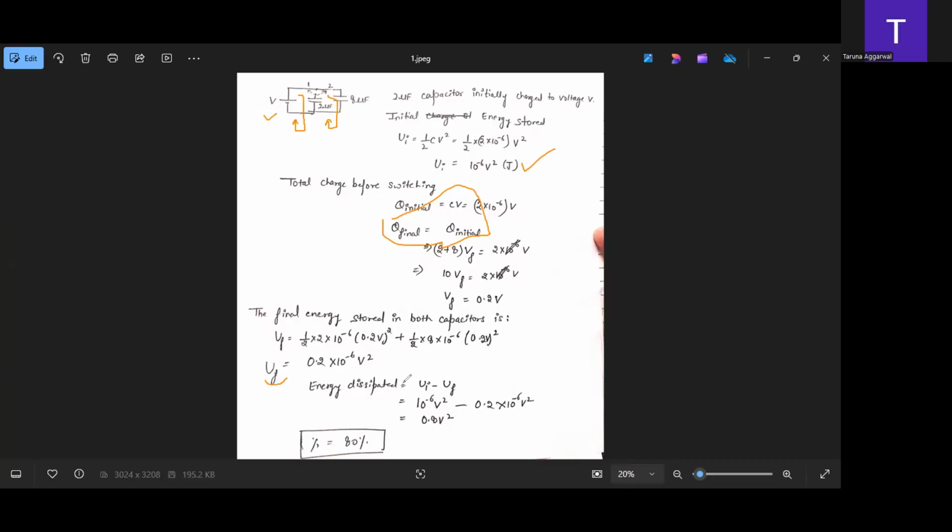So what is the percentage? Percentage is 80%. So your answer will be D. D is the correct answer. Right? So this is the solution of this question.